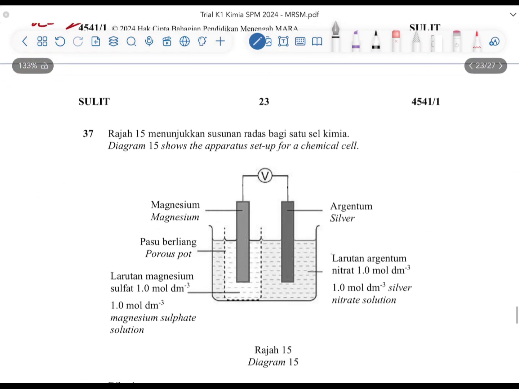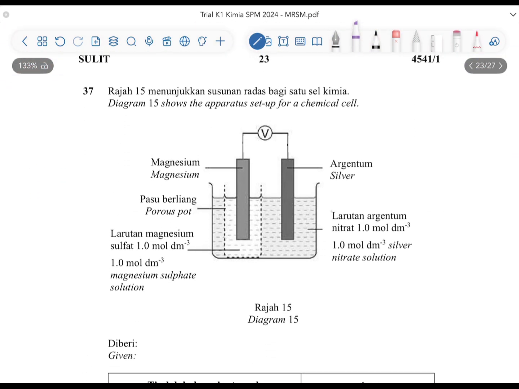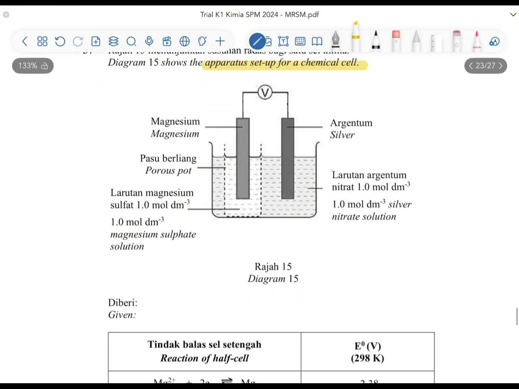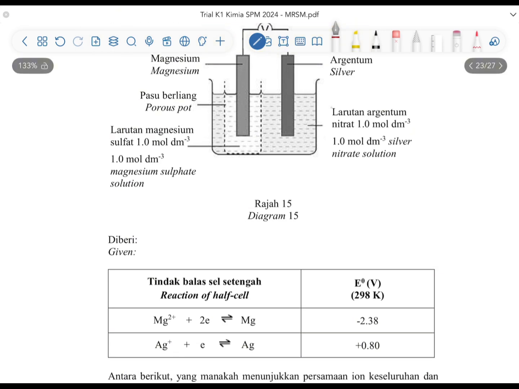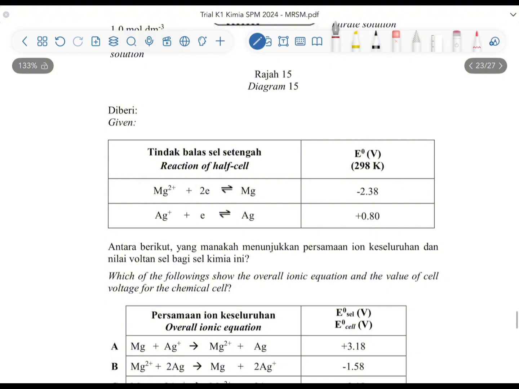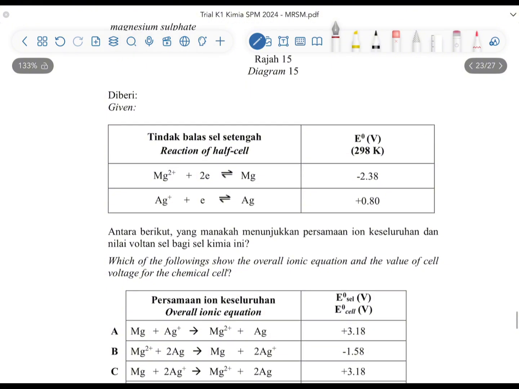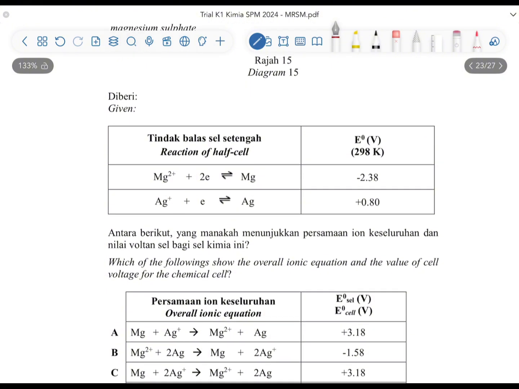Okay, so let's continue for the next question. This question shows us the apparatus setup for a chemical cell. So we have magnesium, we have silver, we have magnesium and we have silver, and we have the porous part, together with the 1.0 mole per dm3 magnesium sulfate solution and 1.0 mole per dm3 silver nitrate solution. Same goes to the previous question. We are provided with the reactions of the half cell and then the E0 value.